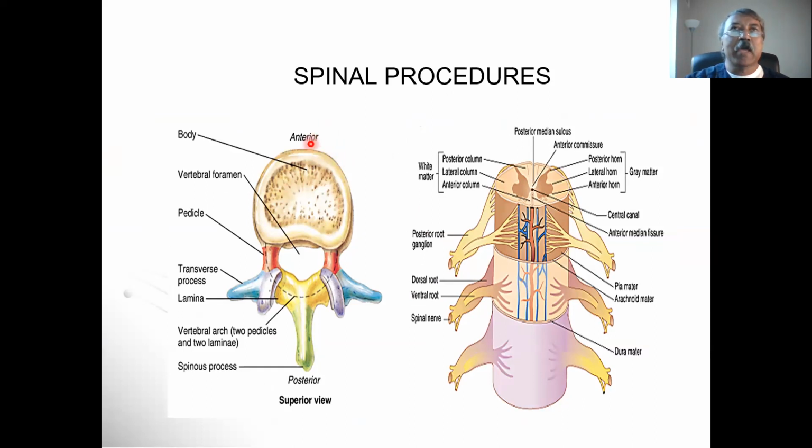Now, to access this vertebra, we can go two different ways. We can come from the anterior part, which is through the abdominal wall into the abdominal cavity. And by going through that, you have to move through all the intestinal content, stomach, the small intestine, large intestine, and then mesentery.